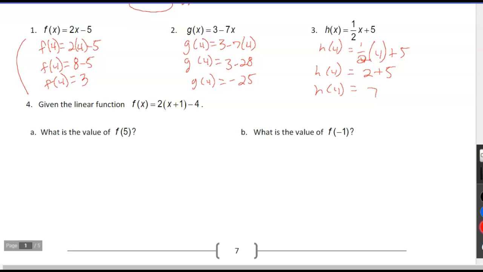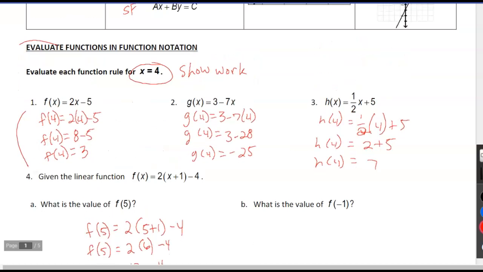Couple more questions with the same thing. So my f of 5 equals 2 times 5 plus 1 minus 4. Gotta be a little bit careful with order of operations. So we need to do what's inside parentheses first. So you have 2 times 6 minus 4. So that's 12 minus 4, which is 8. So I evaluated f of 5, wrote it out using function notation because that's what it says right here in the directions.